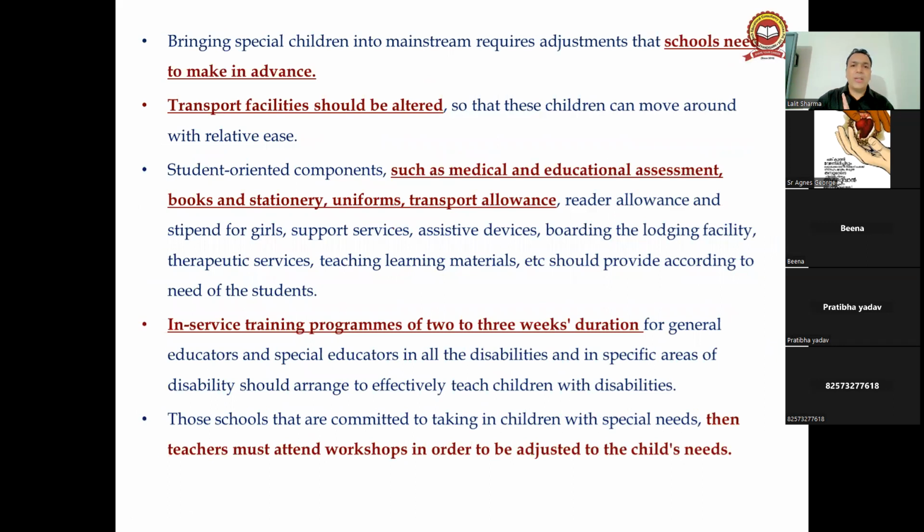Transport facilities should be altered so that these children can move around with relative ease. Student oriented components such as medical and educational assessment, books, stationery, uniform, transport allowance, reader allowance, and stipend for girls, support service, assisted devices, boarding and lodging facility, therapeutic services, teaching learning material, etc. should be provided according to the need of the students. What does assisted devices mean? It means the equipment related to disabled persons that we should have in these schools.